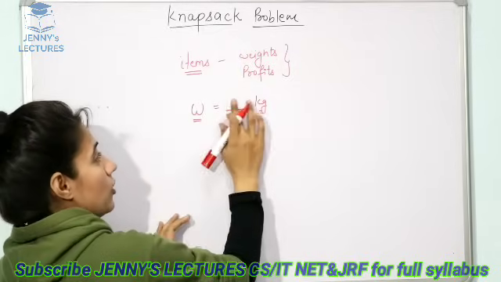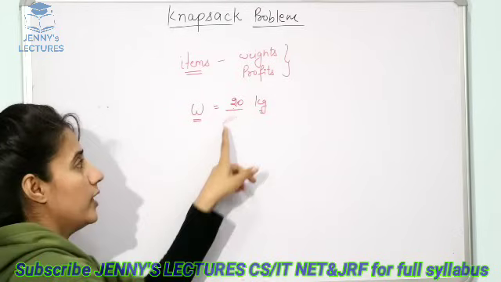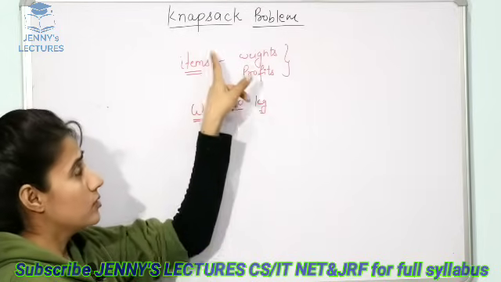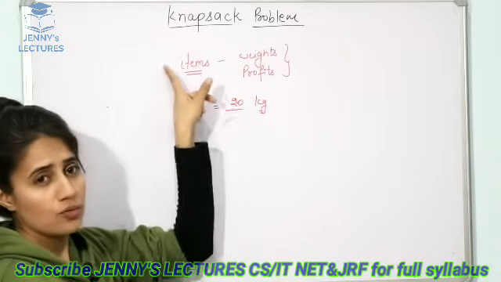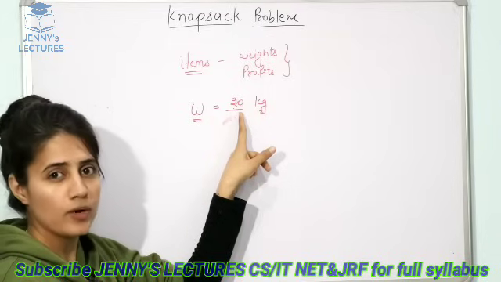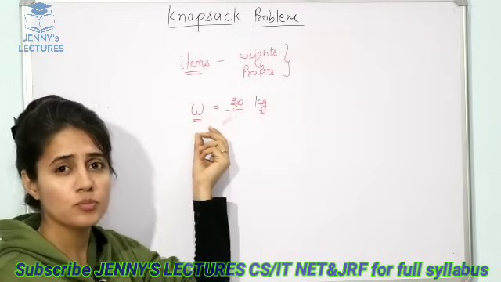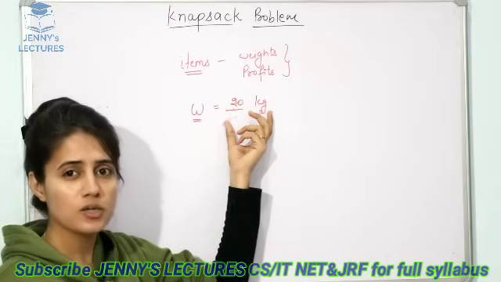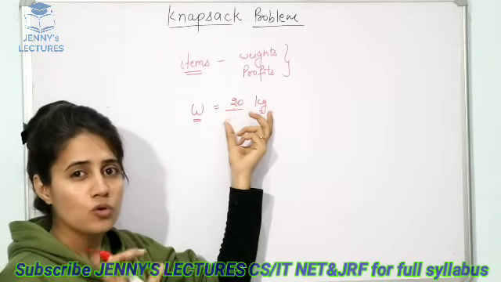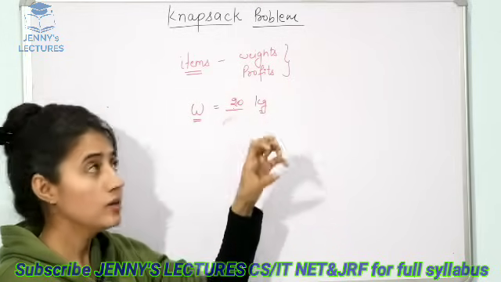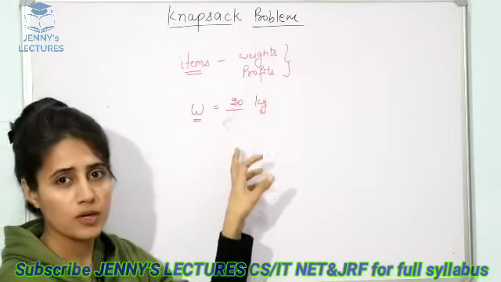Suppose the weight is given as 20 kg. So you can select any number of items, but the total weight of the selected items must be less than or equal to 20, because you have a bag in which you can carry only 20 kg. So you can choose only as many items as have a total weight of at most 20 kg, and you have to select them so that the profit is maximum.